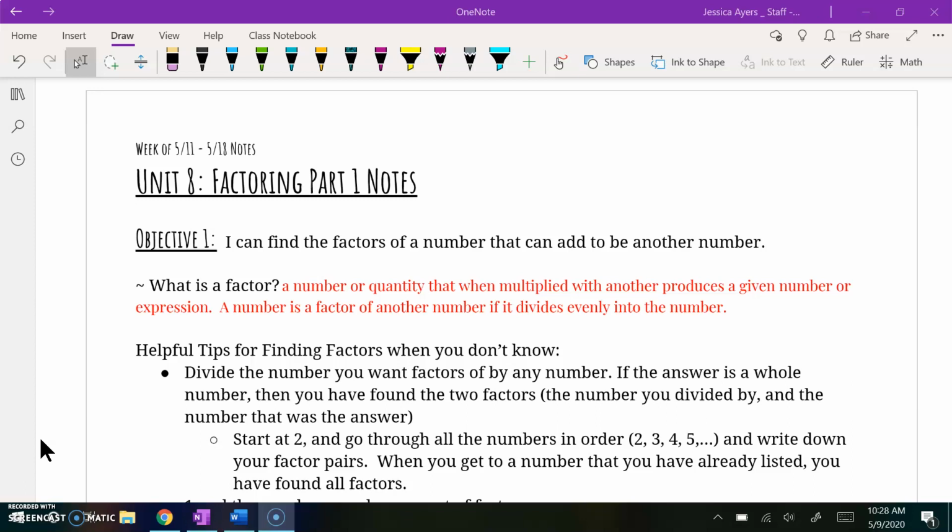So a factor is just a number or quantity that's multiplied to give another number. In other words, it's a number that will divide evenly into another number. So you can check that something is a factor by dividing the number by a number, and if it comes out to be a whole number, then you know that you indeed found a factor.